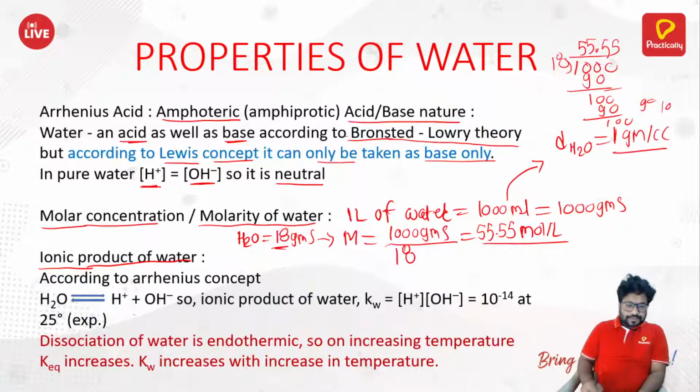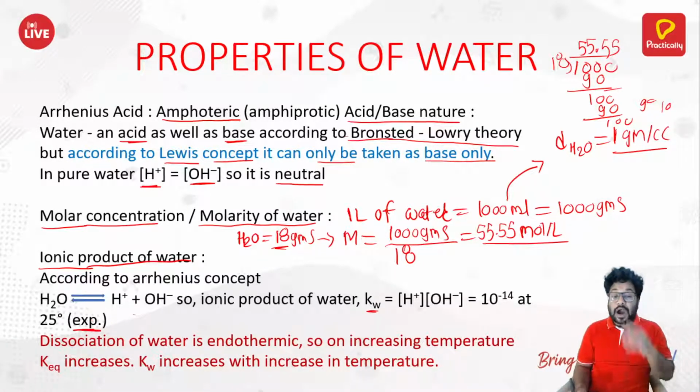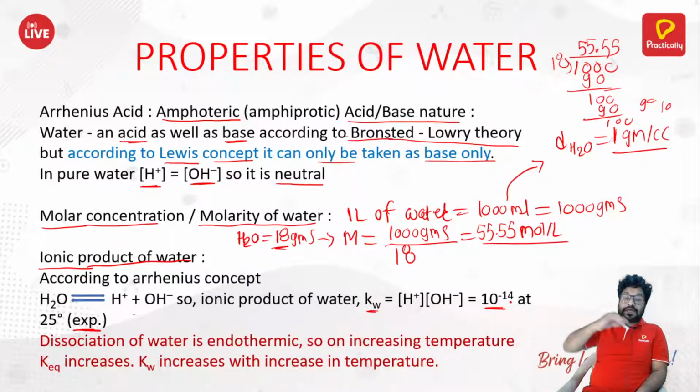So that is what I was saying, the ionic product of water, Kw. Now it is experimentally found out. Ionic product of water, Kw, is equal to concentration of H plus multiplied by concentration of OH minus, which is equal to 10 raised to minus 14 at 25 degrees Celsius. That means it is temperature sensitive. If the temperature changes, this value of Kw would also change.